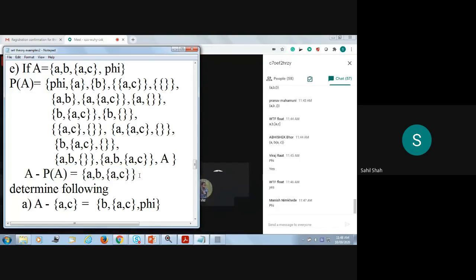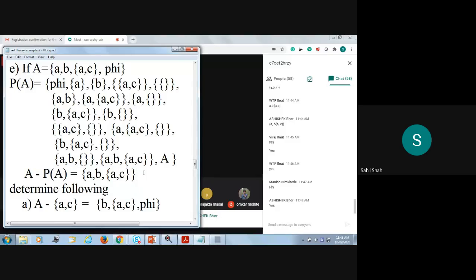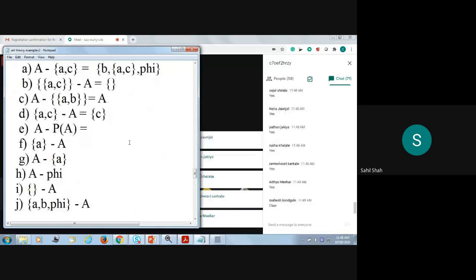Is it clear? Which step is not clear? If it is not clear, can you tell me which step is not clear? I want answers from all. I am thinking you are not getting it. If it is clear, fine. Four people have given replies. You have understood. Okay, let us go further.